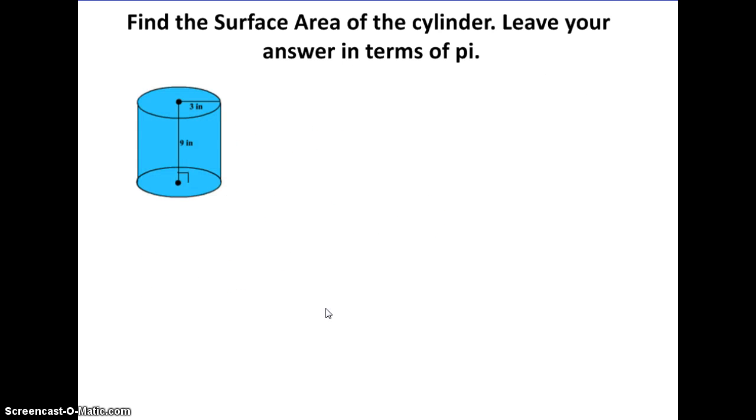Alright, so here we have a cylinder with a radius of 3 and a height of 9. Why don't you take a minute, pause, and try to work this problem. And I'll go ahead and write the formula for you. If you haven't paused to try the problem, go ahead and pause and try the problem now.